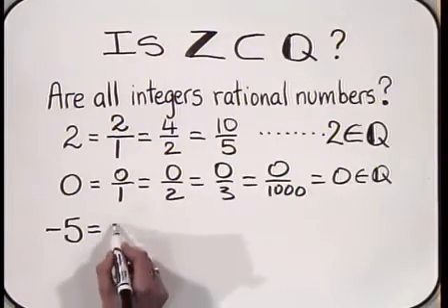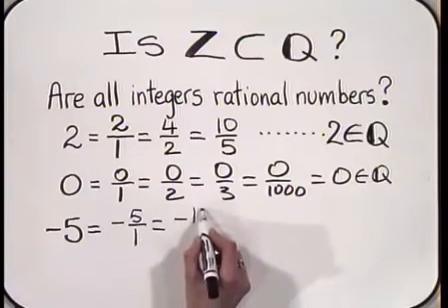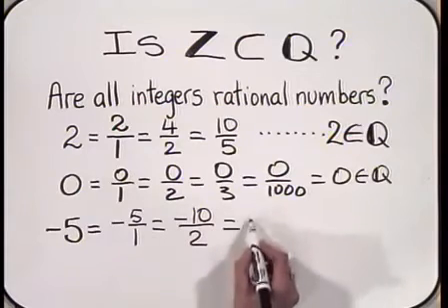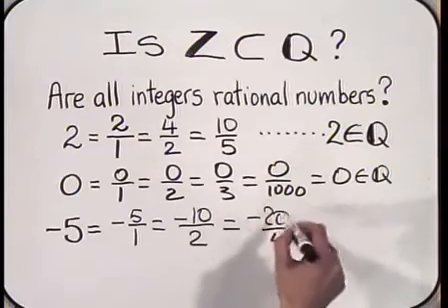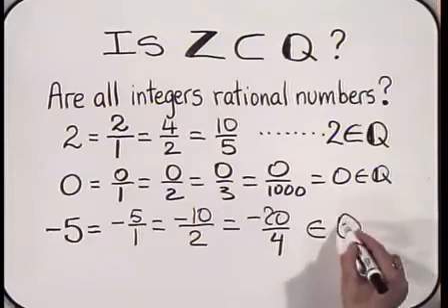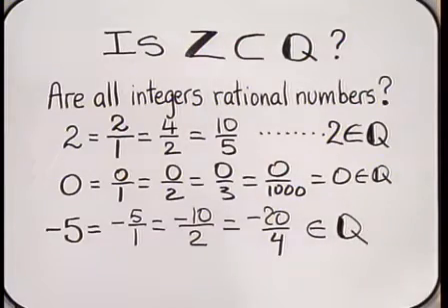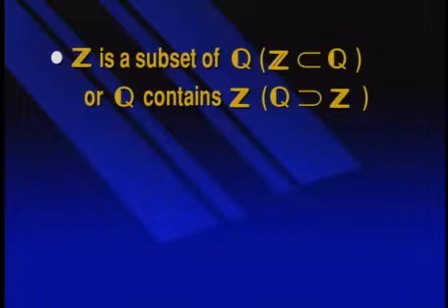Finally, a negative number. I can always write it -5 over 1, but I can also write it -10 over 2. I can write it as -20 over 4. These are integers, positive or negative whole numbers, so you also have here an element of Q. Therefore, all integers are rationals. We have a next result. Z is a subset of Q. Indeed, Z is a subset of Q, or Q contains Z.